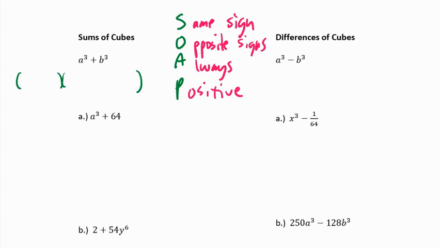So the first thing I do is I make room for 2 terms and 3 terms. And then I put the same sign. So since it's plus b cubed, I'm going to put plus there. And then it's the opposite sign, so a minus. And then it's going to be always positive.